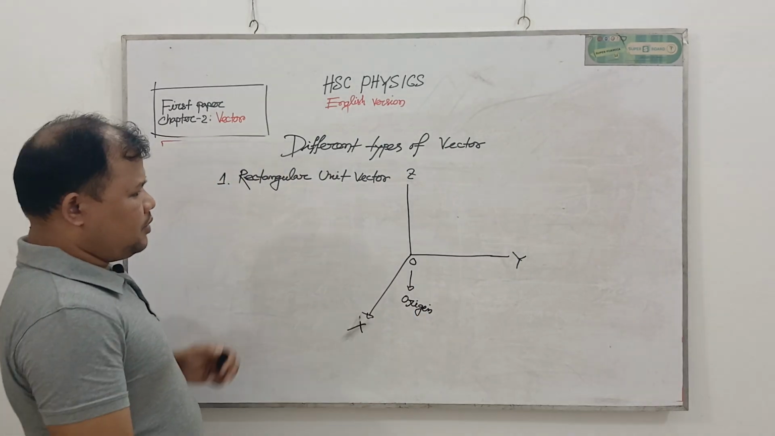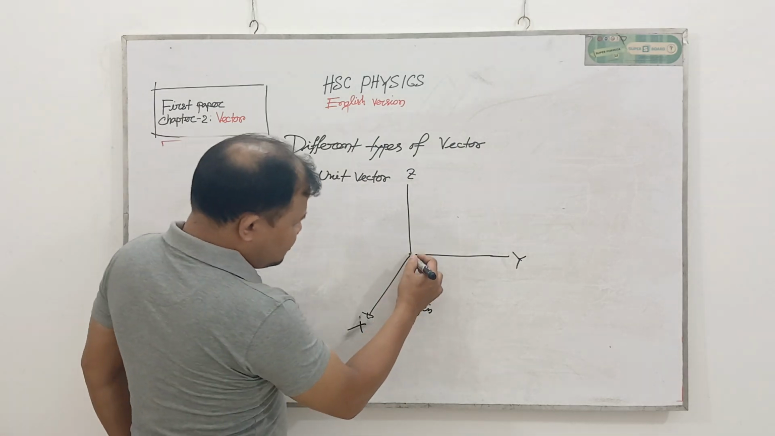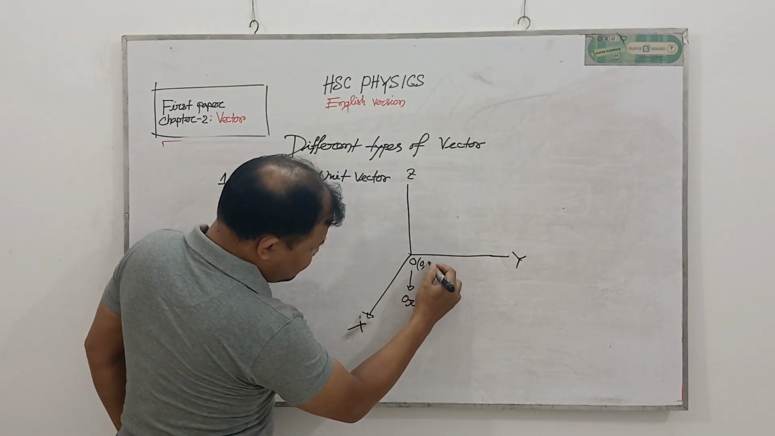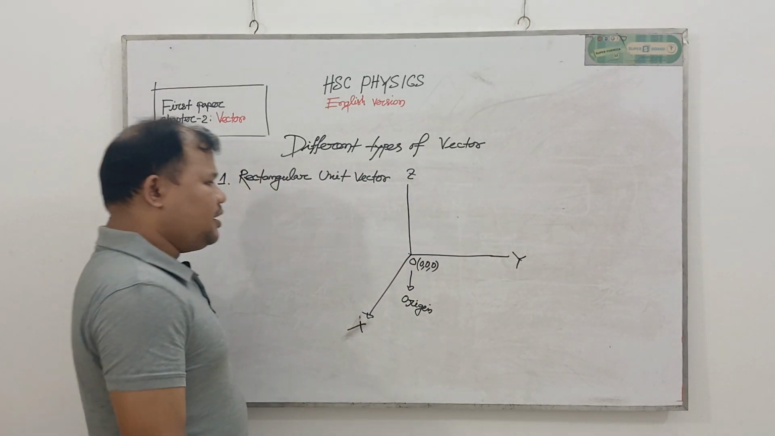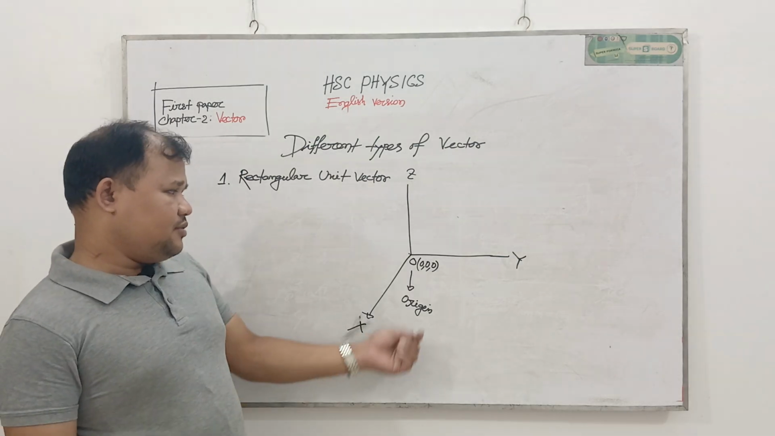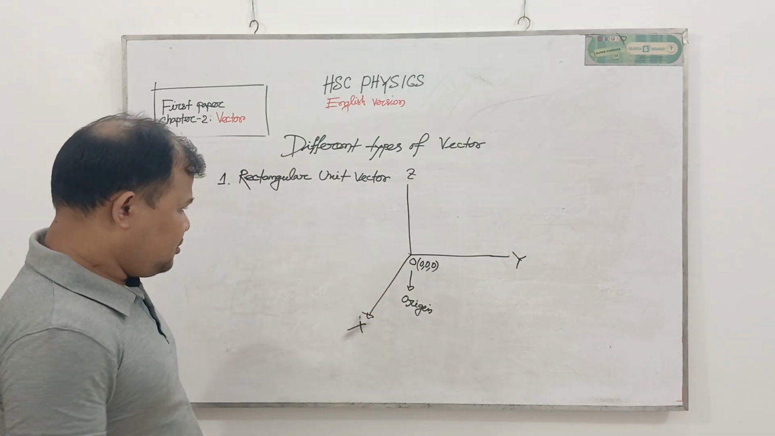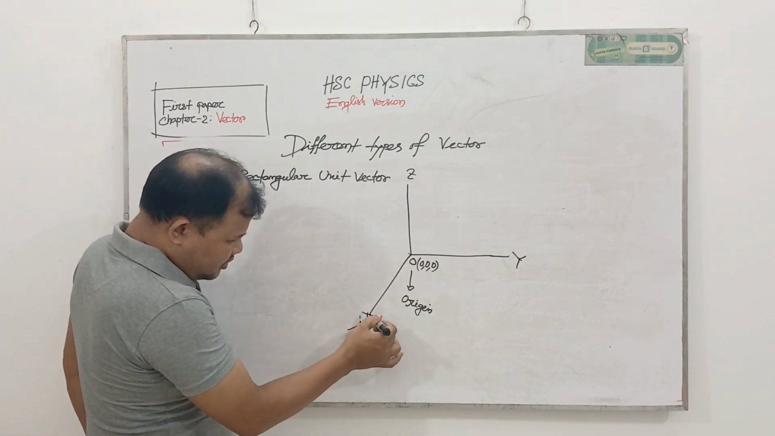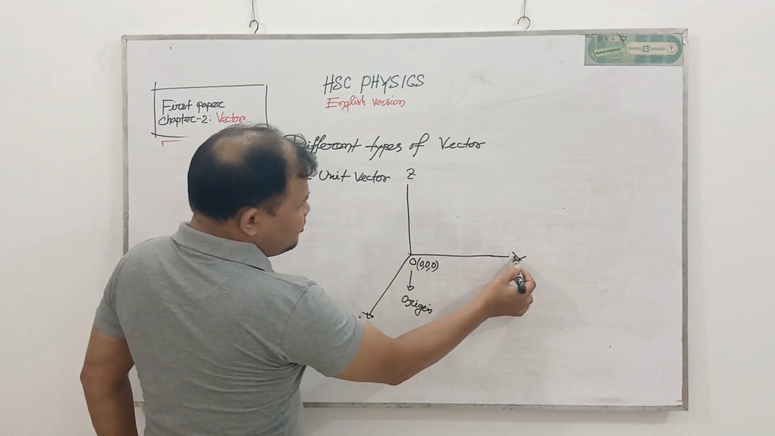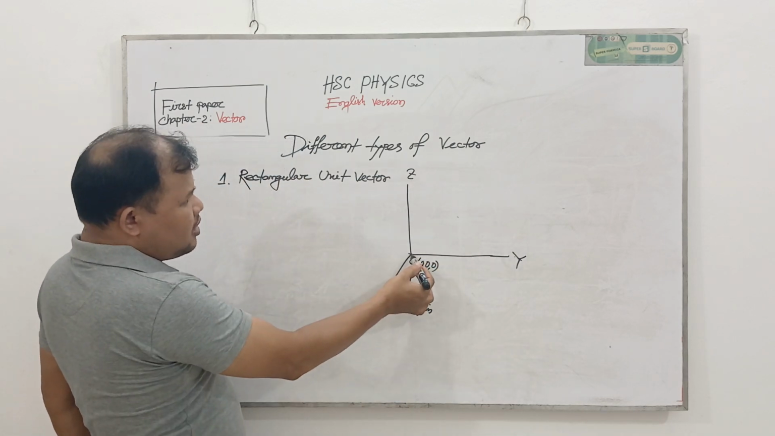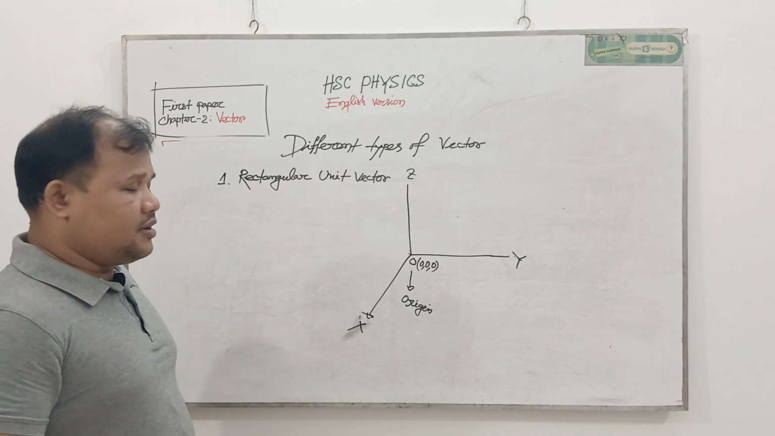Okay, O is the origin. The coordinate of this origin will be 0, 0, 0. All the measurements will be taken from here. My dear students, from the origin, this is the positive side of the x-axis, this is the positive side of the y-axis, and this is the positive side of the z-axis.